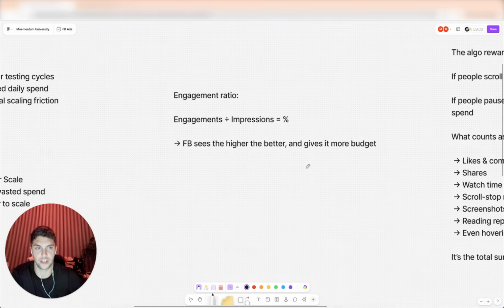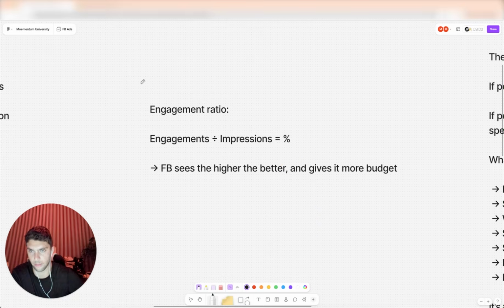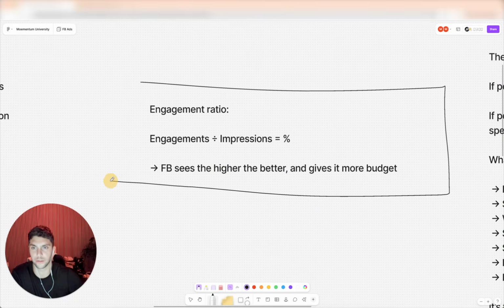Number two is a very good metric that not a lot of people talk about: engagement ratio. Whether you're running ABOs or CBOs, this is something you want to look at when it comes to scaling your ads. The higher the engagement, the better it is for you. Engagements divided by impressions equals the engagement ratio.